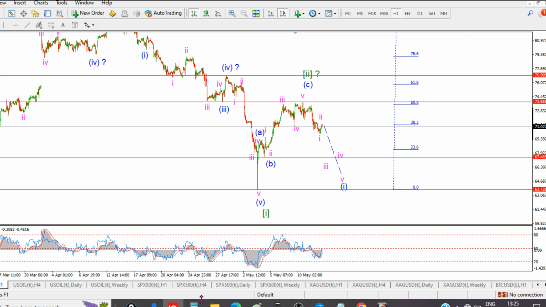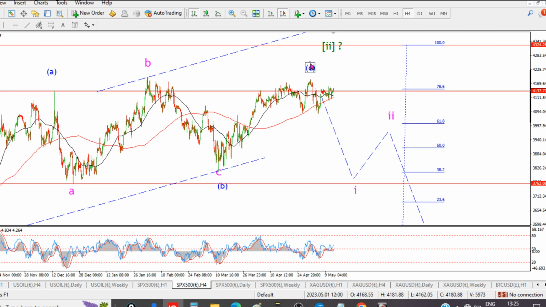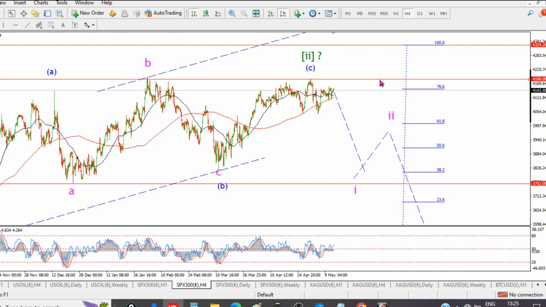Let's move on. S&P. The idea seems to be holding here. We have this lower degree, let's say, head and shoulders pattern that I've been pointing to over the last few weeks to complete wave C. It seems to be holding here.